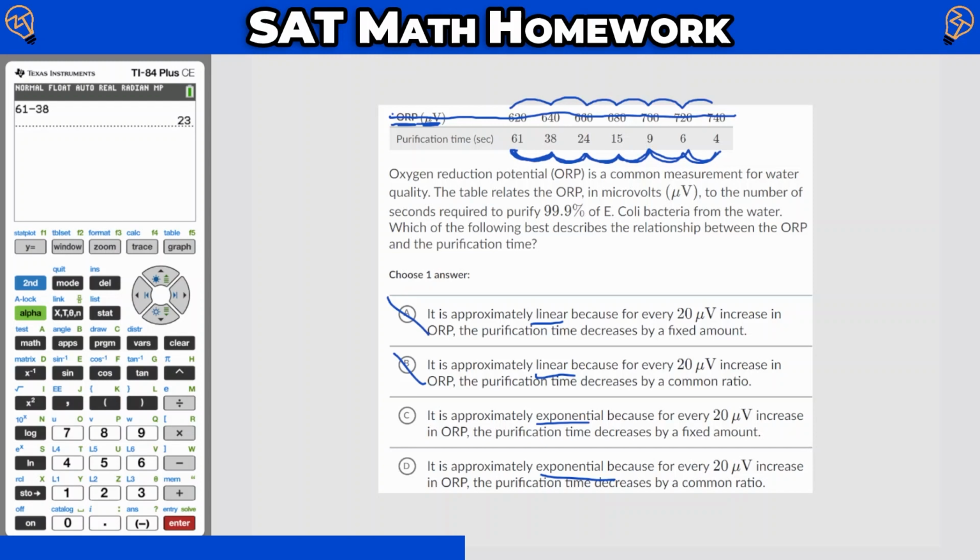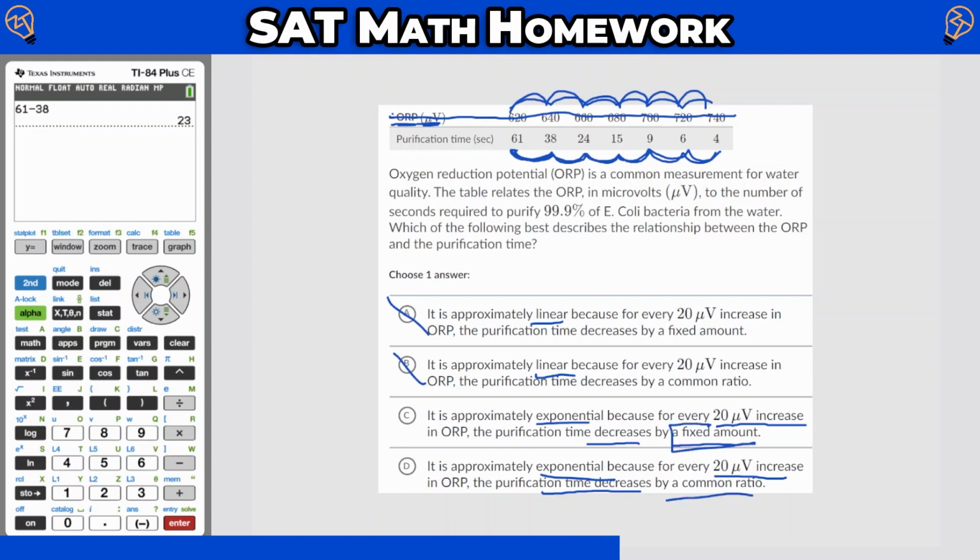So I'm definitely leaning against the idea of it being linear. So let's see what it would be for the exponential. Now notice the difference in the wording. They say for every 20 mu v, is how you would read that, I think, increase. So they're talking about up here where it's increasing by 20. So for every one of those, is the purification time decreasing? Yes, but is it by a fixed amount or a common ratio?